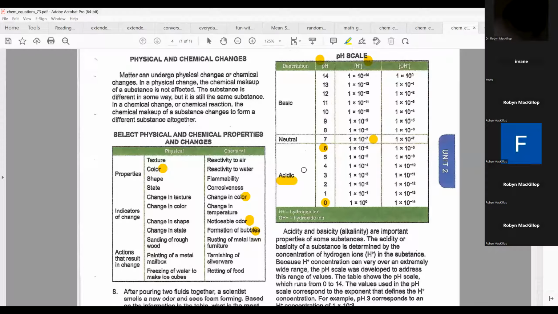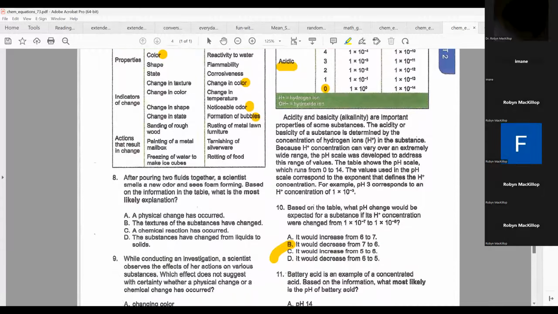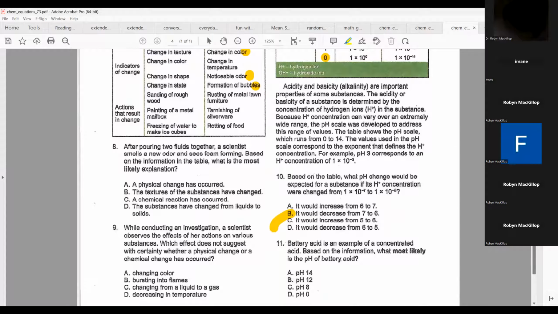And there's another clue. They gave you 14, 12, and 8. They're all in the basic. The only outlier is the 0. So if you have 3 that are pretty much the same, your answer is going to be the outlier. Interesting, huh? Excellent. Look at that. You didn't have to read that paragraph. You just had to check the chart. So not too bad.